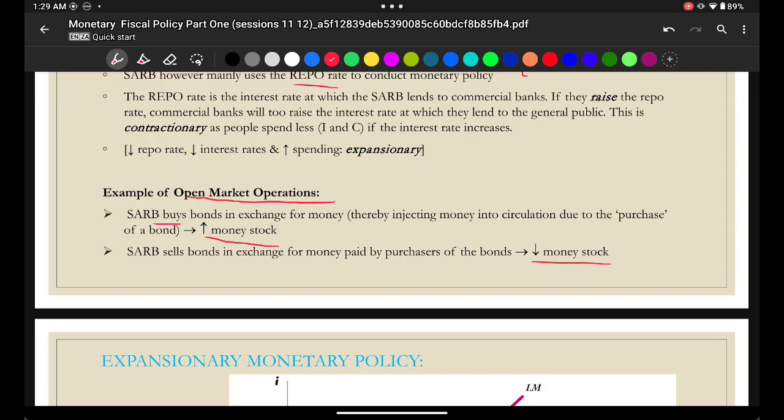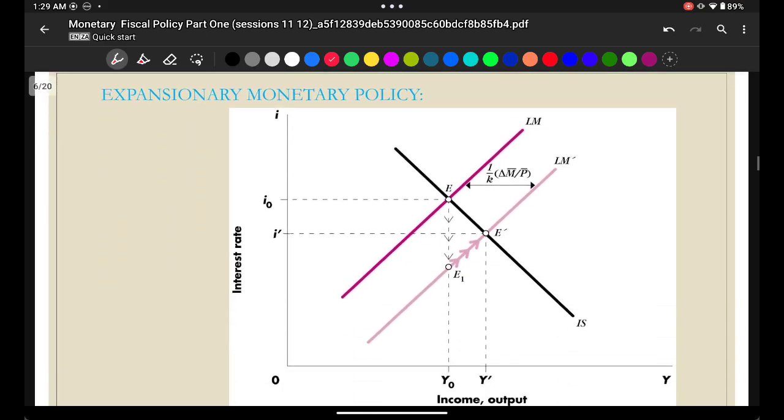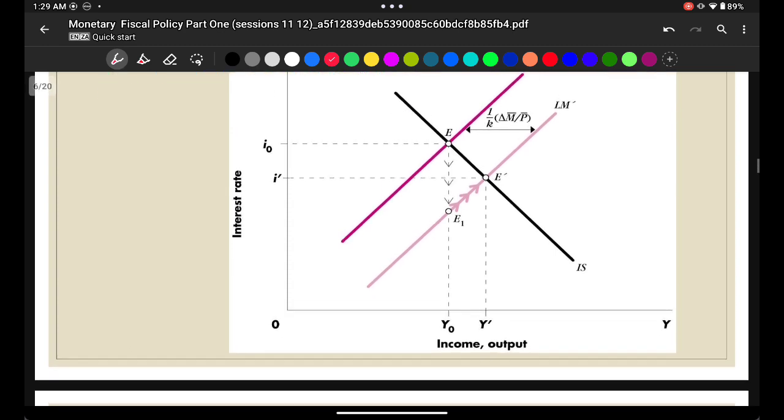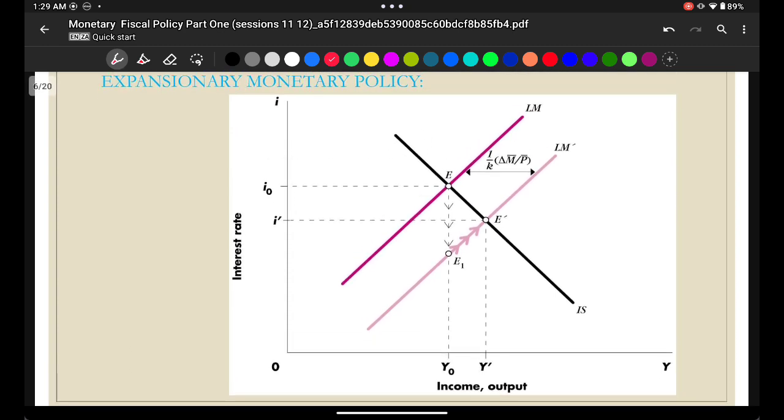That's bad. So anytime money is coming out from the South African Reserve Bank, because South African Reserve Bank, they make the money, they create the money, they print the money. So whatever money that comes out from there, when they buy bonds from us, we get the money from them. So that's an increase in money stock. Now, expansionary money policy. So if they increase the money supply, right?